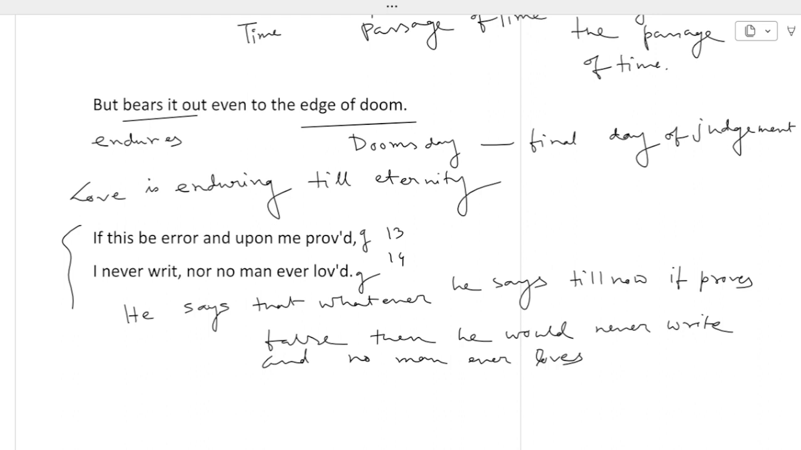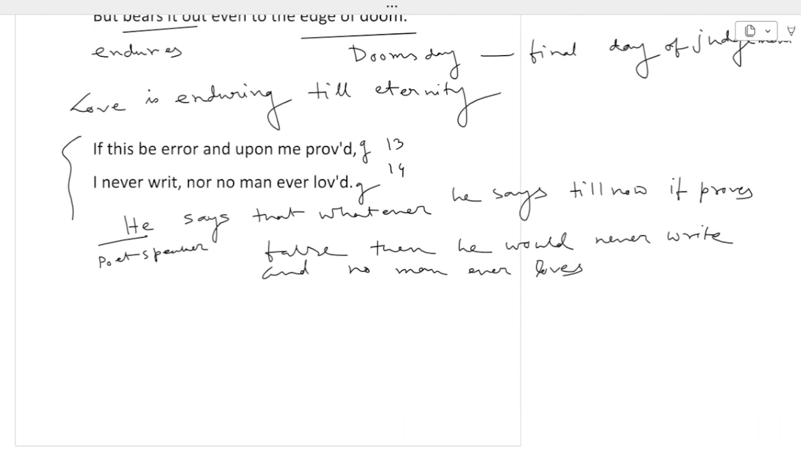He says that whatever he says till now, he refers to the poet speaker, if proved false, then he would never write, and no man ever loves. So he is so determined about his message. In this poem, love is defined by what it is not, and also what it is. We find that in both positive and negative ways love is defined here. The poet concludes by saying that if whatever he has said proves false, then in vain he is singing the story of love, this song of love, or in vain any man on earth is loving another passionately.